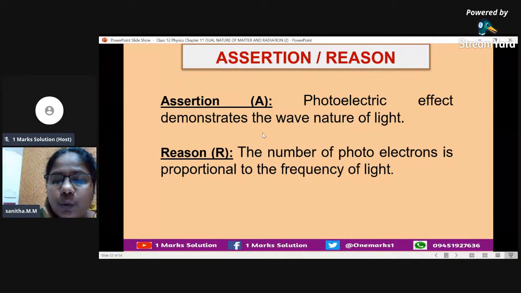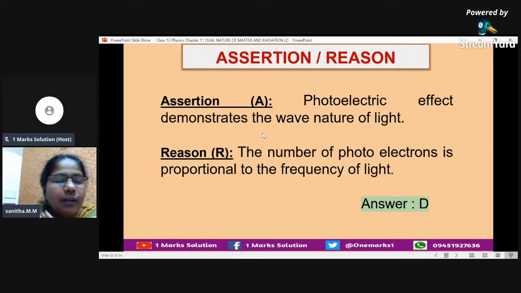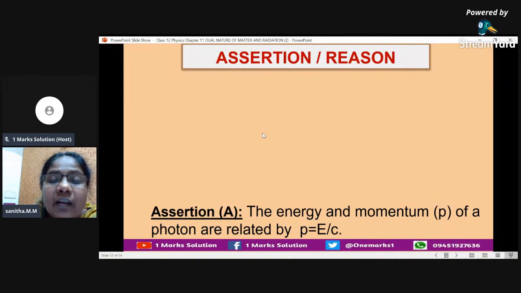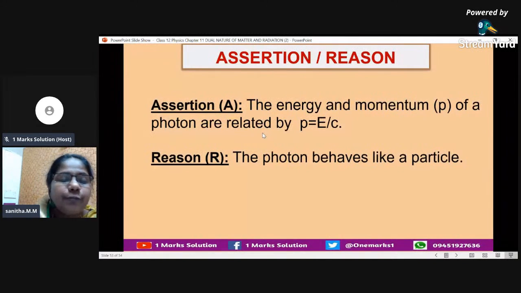What is the number of photoelectrons? What is the number of photons? What is it actually? It is intensity. So it does not depend on the frequency. Photoelectric current does not depend on the intensity. So the answer is the fourth option, that is D only. That means both are not correct, false, we can say. Now we can go for the next question. The energy and the momentum of a photon are related by p is equal to E by c.